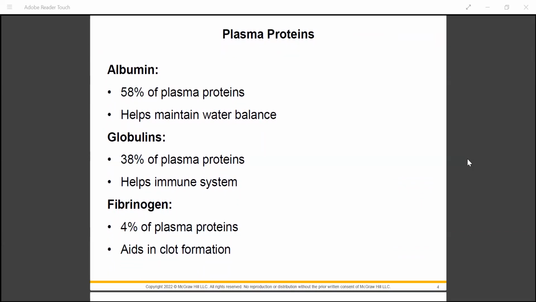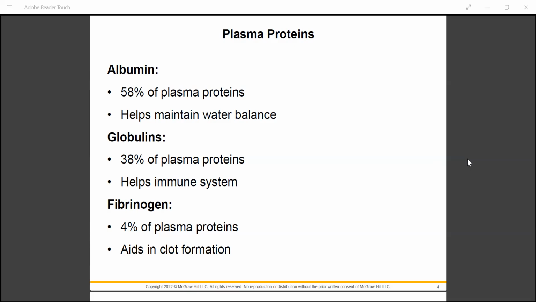So these are the primary plasma proteins that you guys need to know. So remember, plasma is that fluid portion, and these proteins are contained within the fluid. So albumin is the majority of our plasma proteins, and its main job is to help maintain water balance. And so the movement of albumin will draw water with it. So that's how we maintain our water balance.